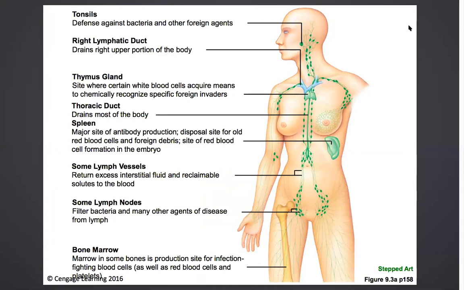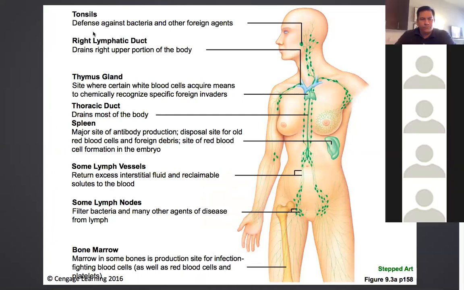the organs related to the lymphatic system, the tonsils, that are the first line of defense against bacteria and other foreign agents, located in the throat. This one is the right lymphatic duct that drains the right upper portion of the body. This is the left one.